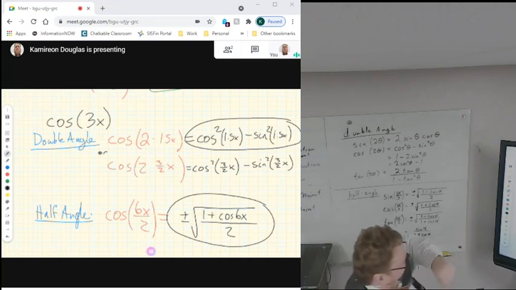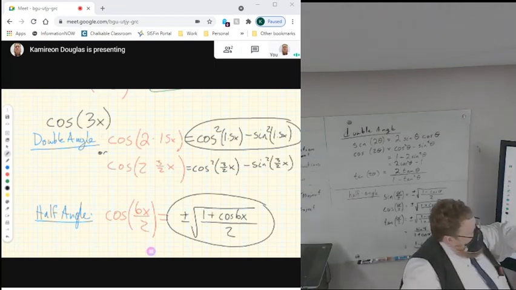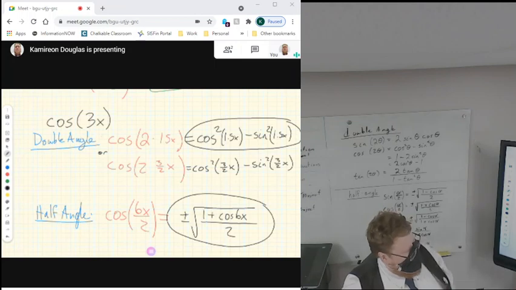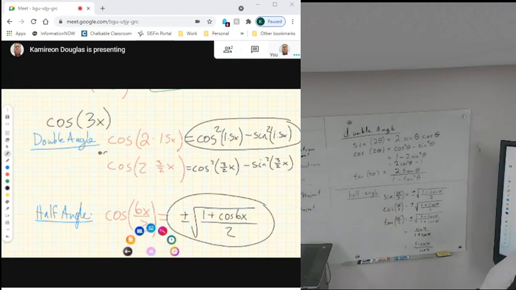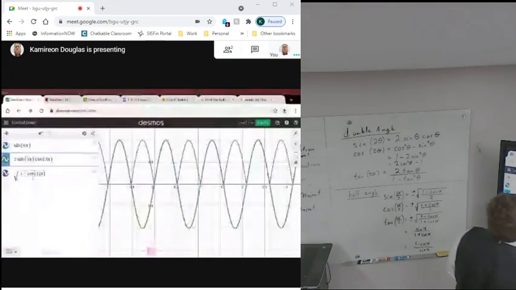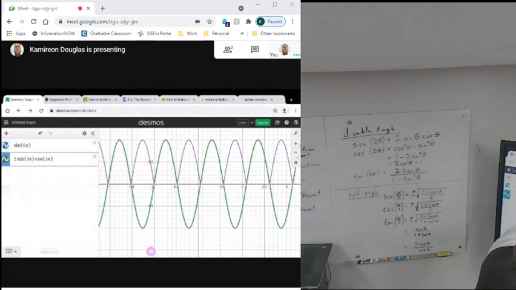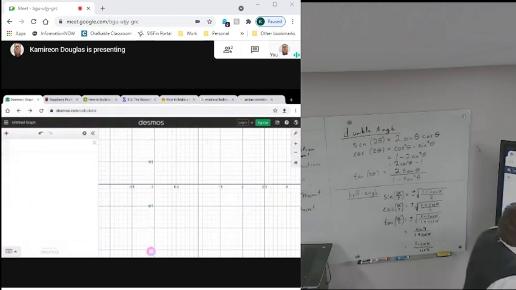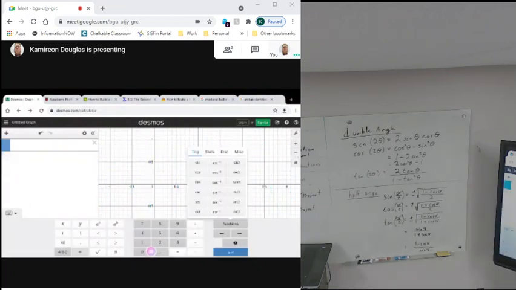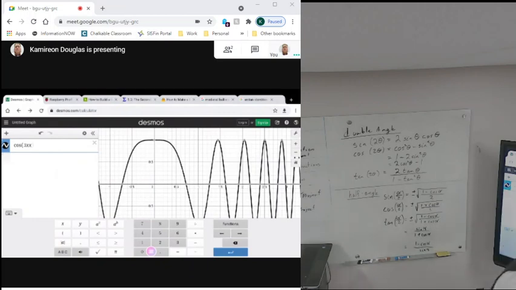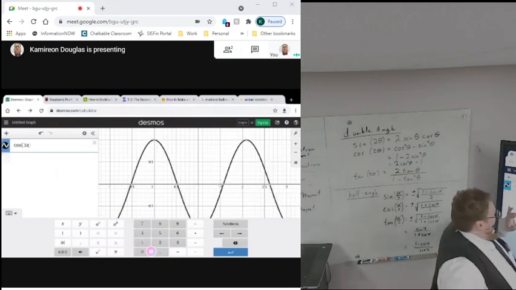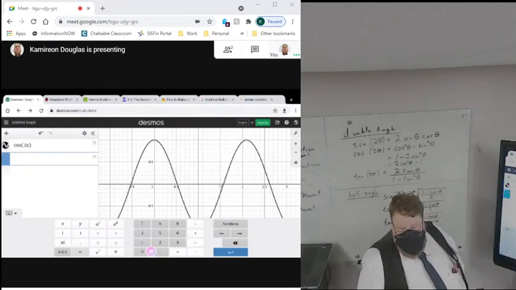Let's check to make sure these are correct. So I'll graph cosine of 3x, I'll graph cosine squared of 1.5x minus sine squared of 1.5x, and I'll graph the bottom one. And let's make sure it's all the same. Desmos, come here. So, first one is cosine of 3x. Again, this is taking the cosine function and changing the period of it. Oh, cosine of 3x, not squared. Look at that. So, beautiful.